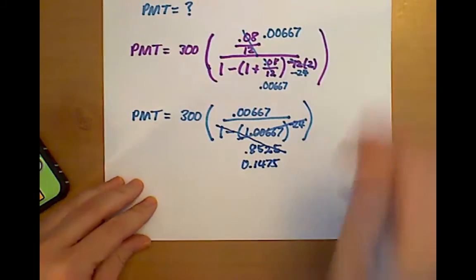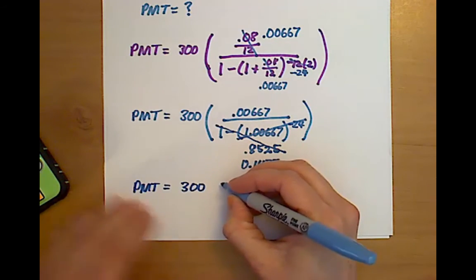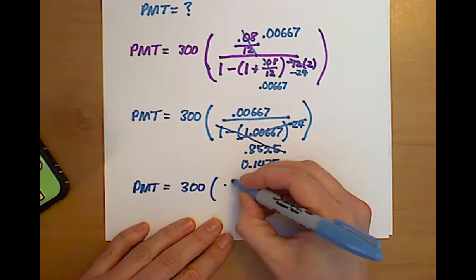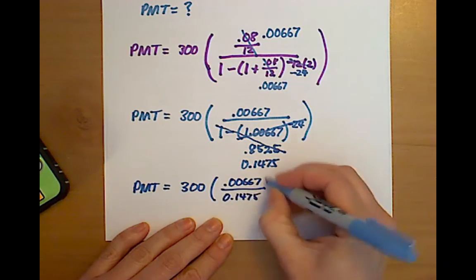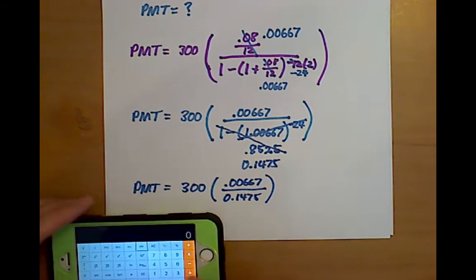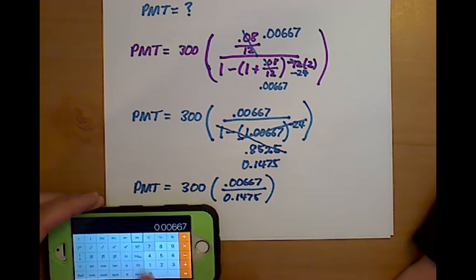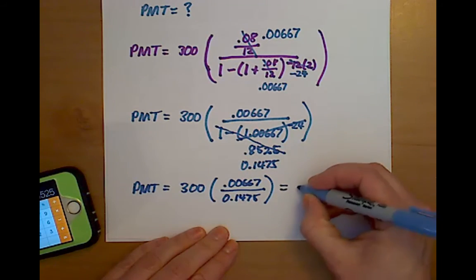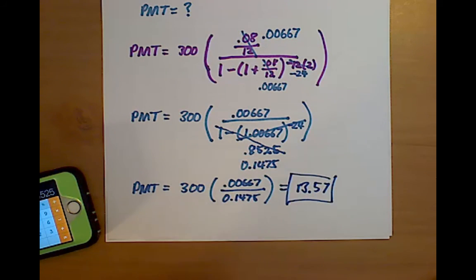Let's rewrite it and see what we have. As you can see, you just do this step by step. 0.00667, all of that divided by 0.1475. Now this is easy; I can put the rest in my calculator. I divide 0.00667 by 0.1475, which gives me that number, and then I multiply that by 300, and that gives me my answer, which is 13.57. And that's the answer.